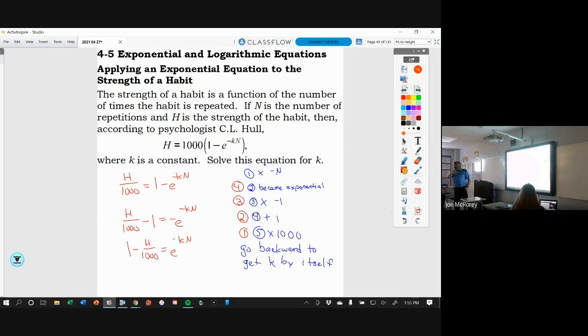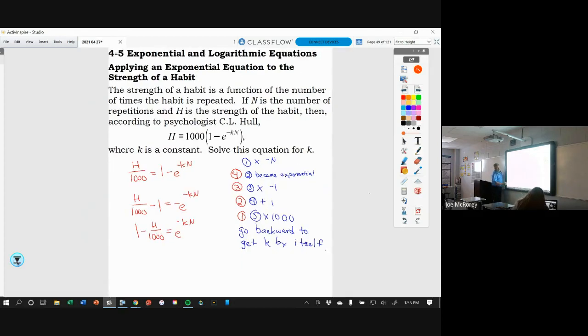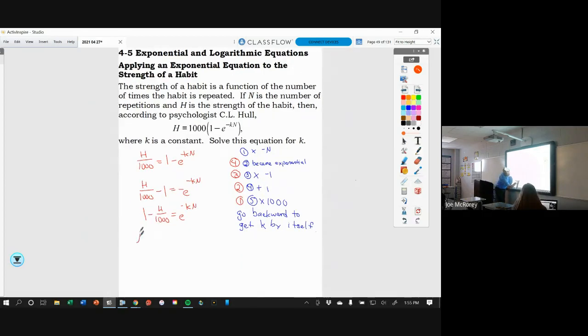How do you undo exponential? Log. But because we're base e, we're going to do natural log. I will take the natural log of both sides. So natural log of 1 minus h over 1,000 equals, when you take the natural log of e, what happens? It turns into 1. Cancels. I've got negative kn.